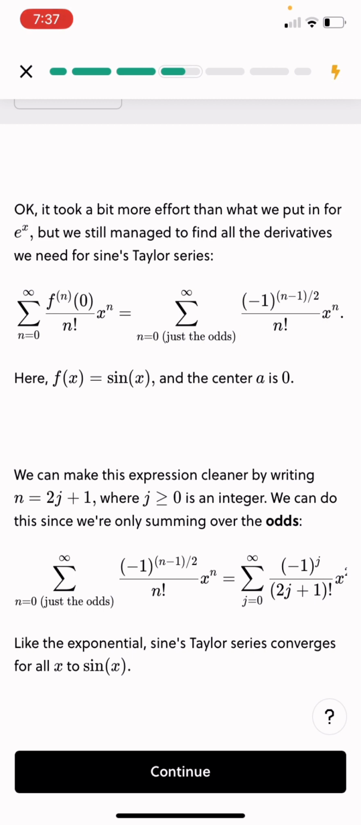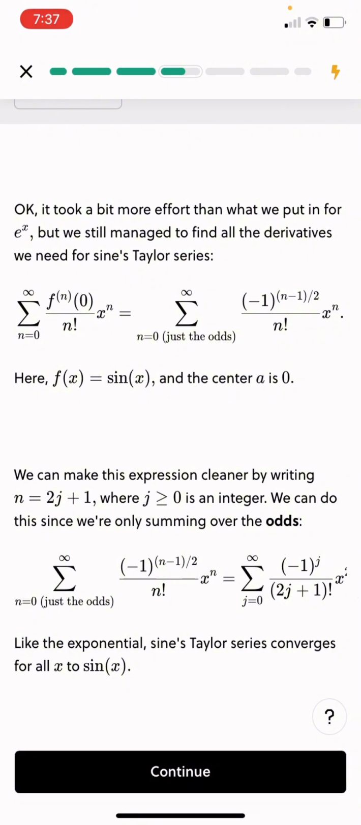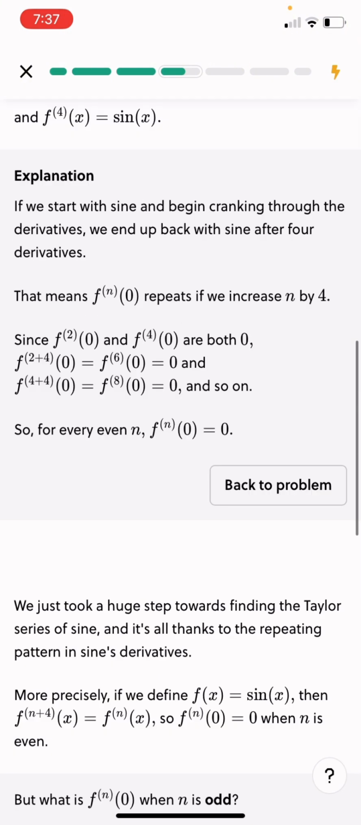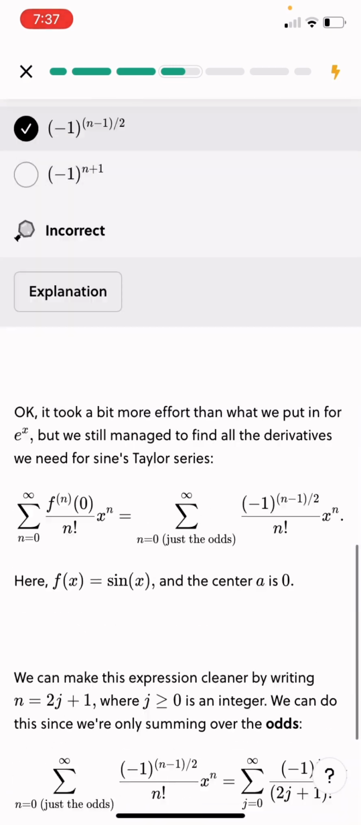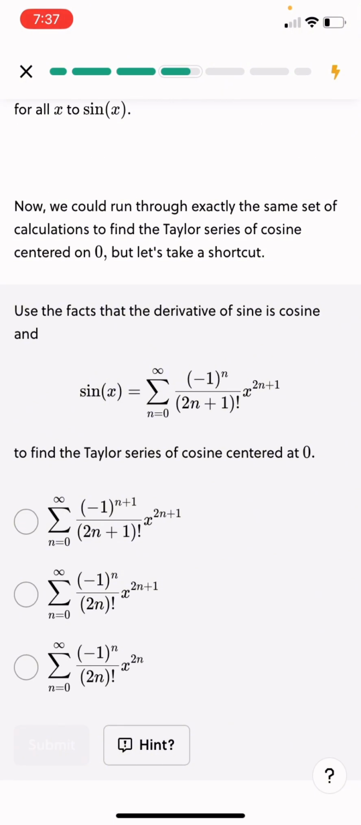And that's the same for the other one, sine, but instead it stays 0. As we can see by this, it's not positive or negative because 0 can't really be positive or negative. Like the exponential, sine's Taylor series converges for all x to sin x.